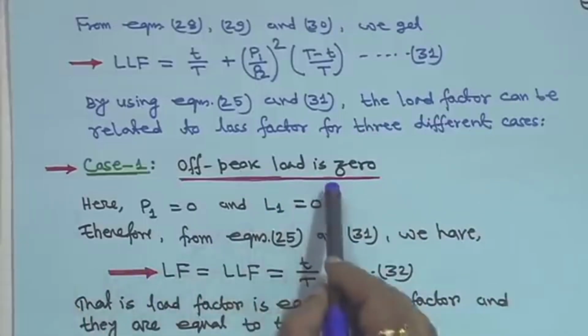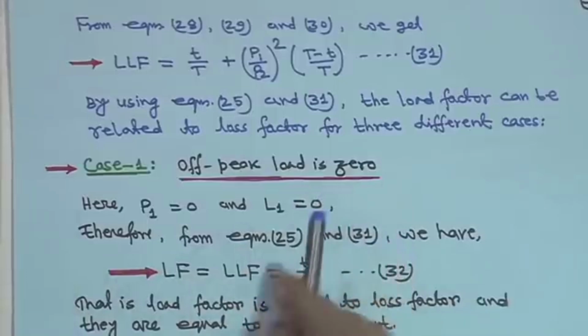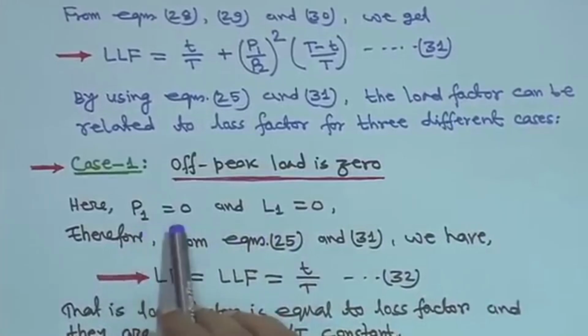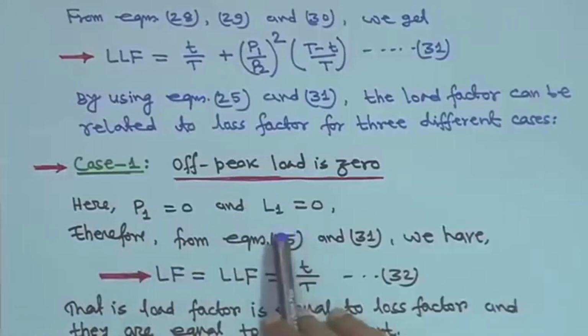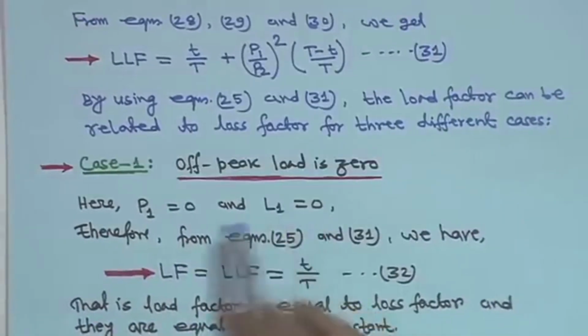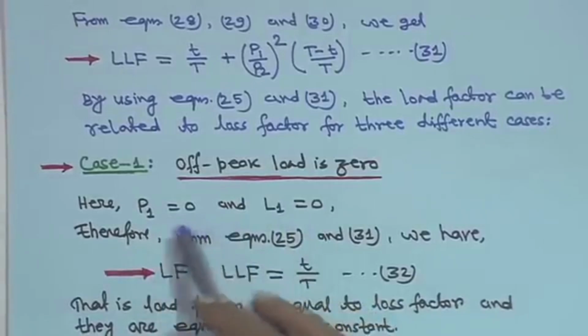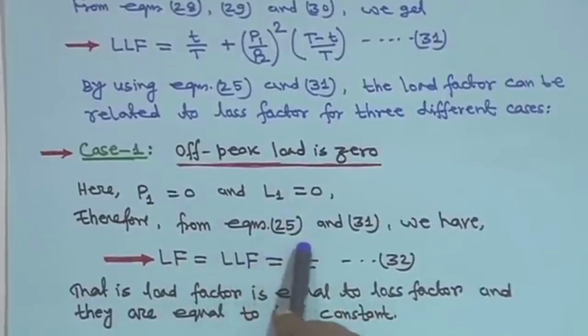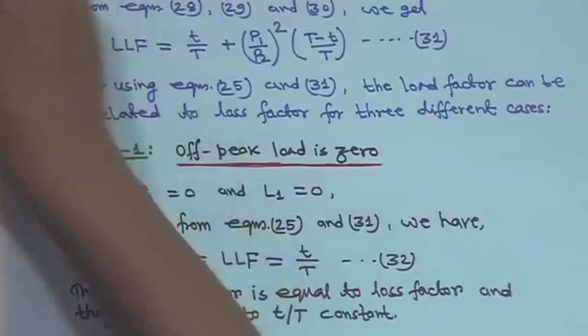Case 1: off-peak load is 0. That means there is no off-peak load, so P1 is 0, which means L1 is also 0. Off-peak load 0 means off-peak loss is also 0. Therefore, from equations 25 and 31, equation 25 is this one.